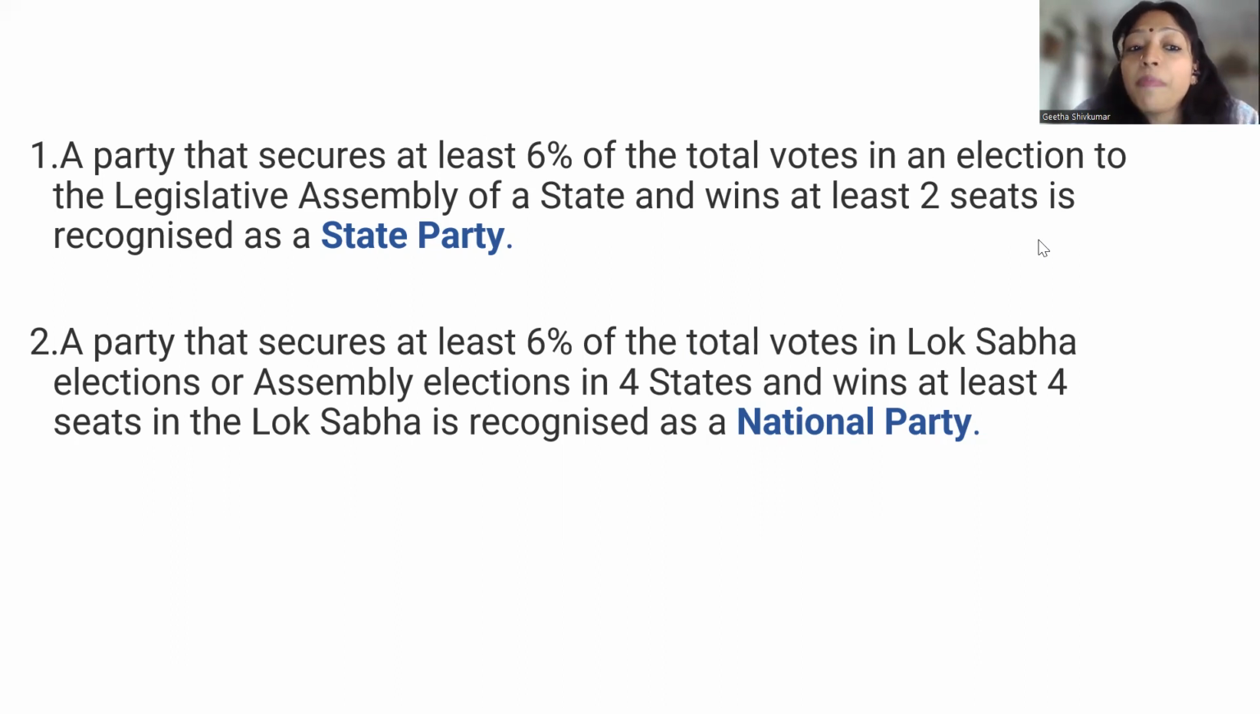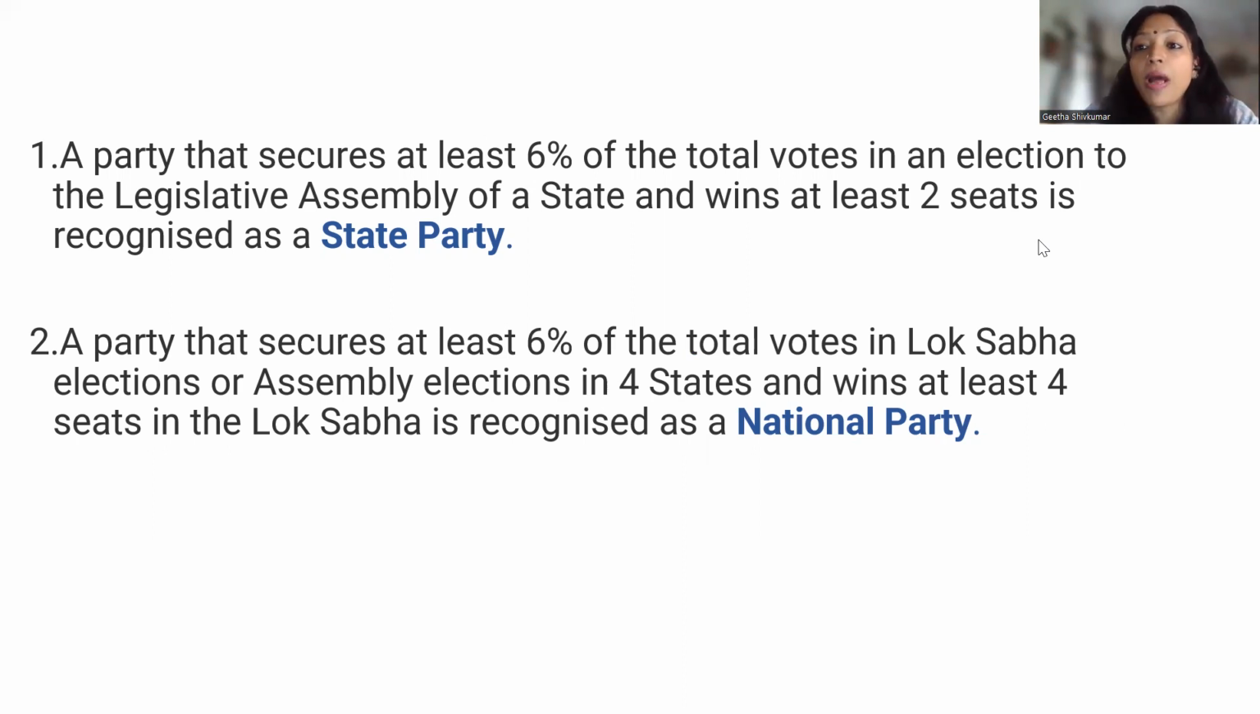Whereas a national party is a party that secures at least 6% of total votes in Lok Sabha election or assembly election. So there it was legislative assembly, here it is Lok Sabha election. But 6% is common. There it was 2 seats, here it is 4 seats. A party that wins at least 4 seats in Lok Sabha is recognized as a national party.